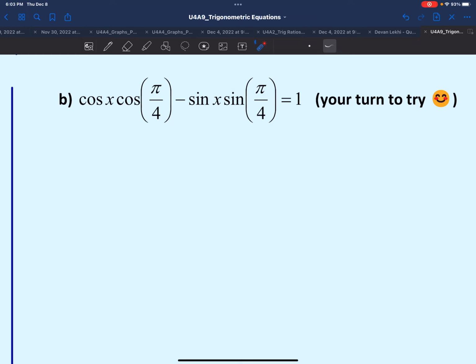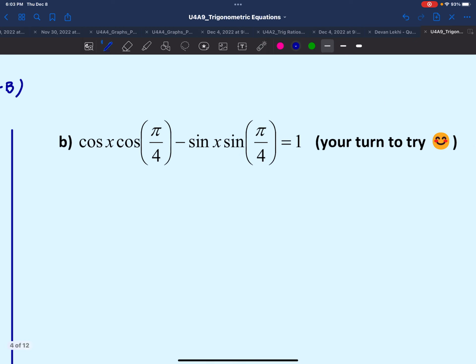So we're going to take a look at another example of a trig equation where we use the compound angle formula. Here we have cos x cos pi over 4 minus sine x sine pi over 4 equals 1. You probably recognize the compound angle formula for the cosine of the sum of two angles: cos A cos B minus sine A sine B, which equals cosine of A plus B.